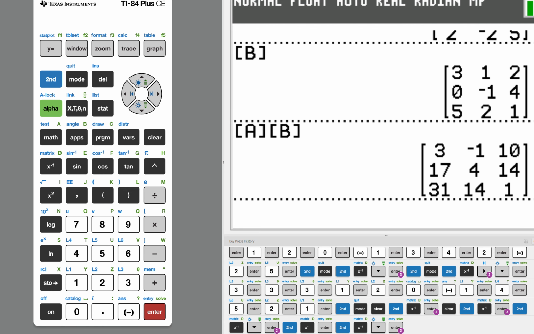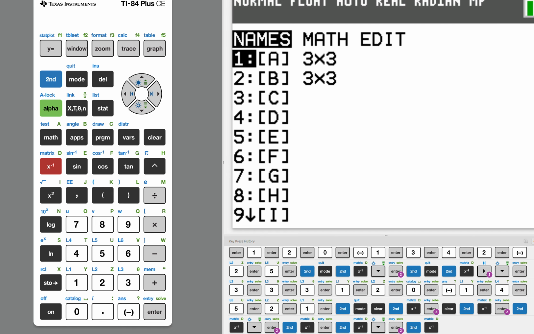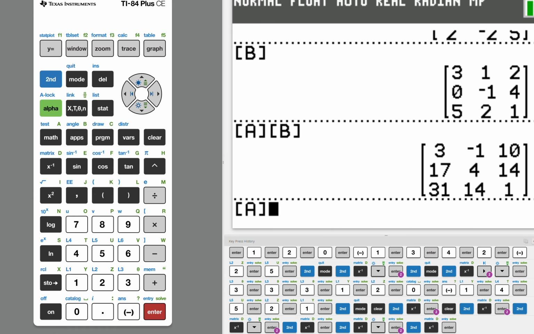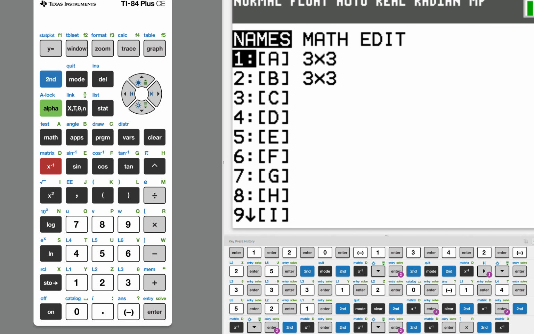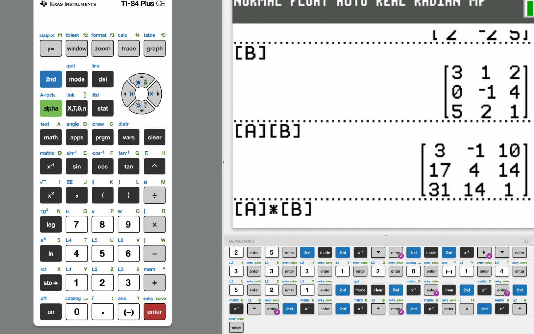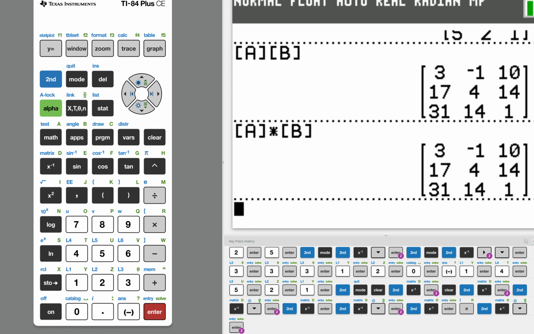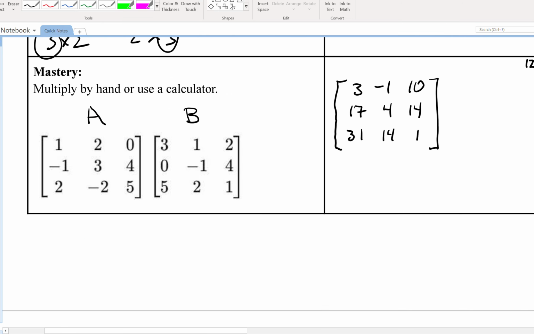I don't really have to do this, but I'll go ahead and show you that it doesn't matter if you have matrix A and then hit the times sign, matrix B. That times sign was not necessary. If you just have them right next to each other, that means they're being multiplied. You get the same answer either way. So there you go. Keep working hard. You got this.